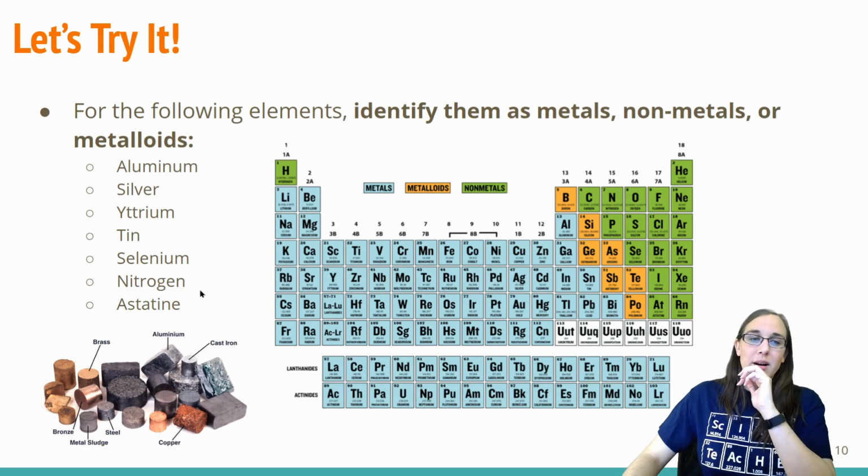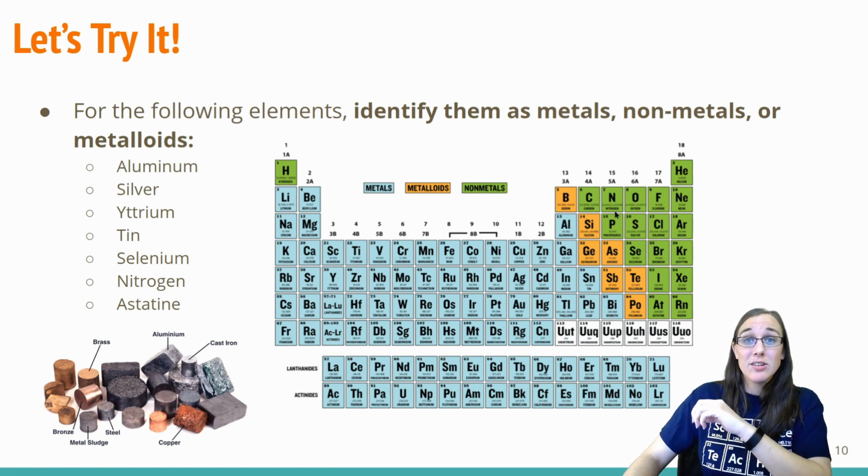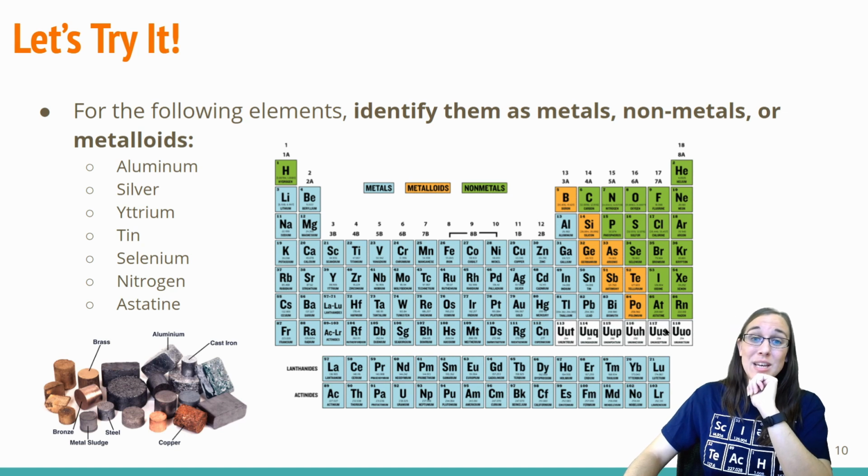Let's take a look for nitrogen. That's N. Nitrogen right here. Nitrogen is also green. That makes it a non-metal. It has none of the properties we just talked about, for the most part. Astatine. Where is astatine? It's right there. At. That's also in the green. That's a non-metal. All right.